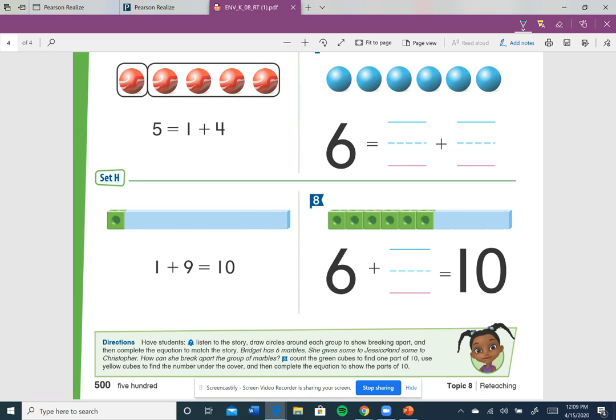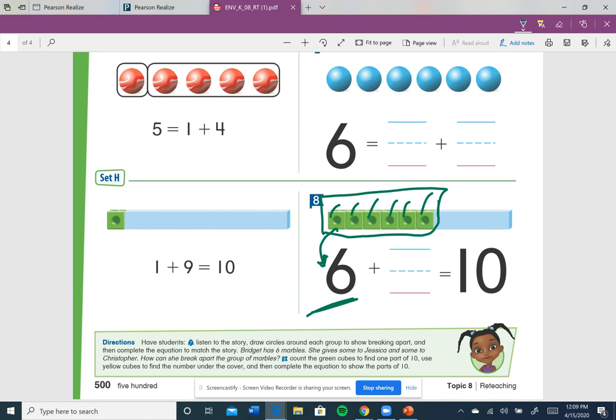Number 8. Here we are at 6. All right. 1, 2, 3, 4, 5, 6. That's where we get the 6 from. 6 plus what equals 10? So we need to find the missing number. How can we find the missing number? Oh no, what are we going to do?